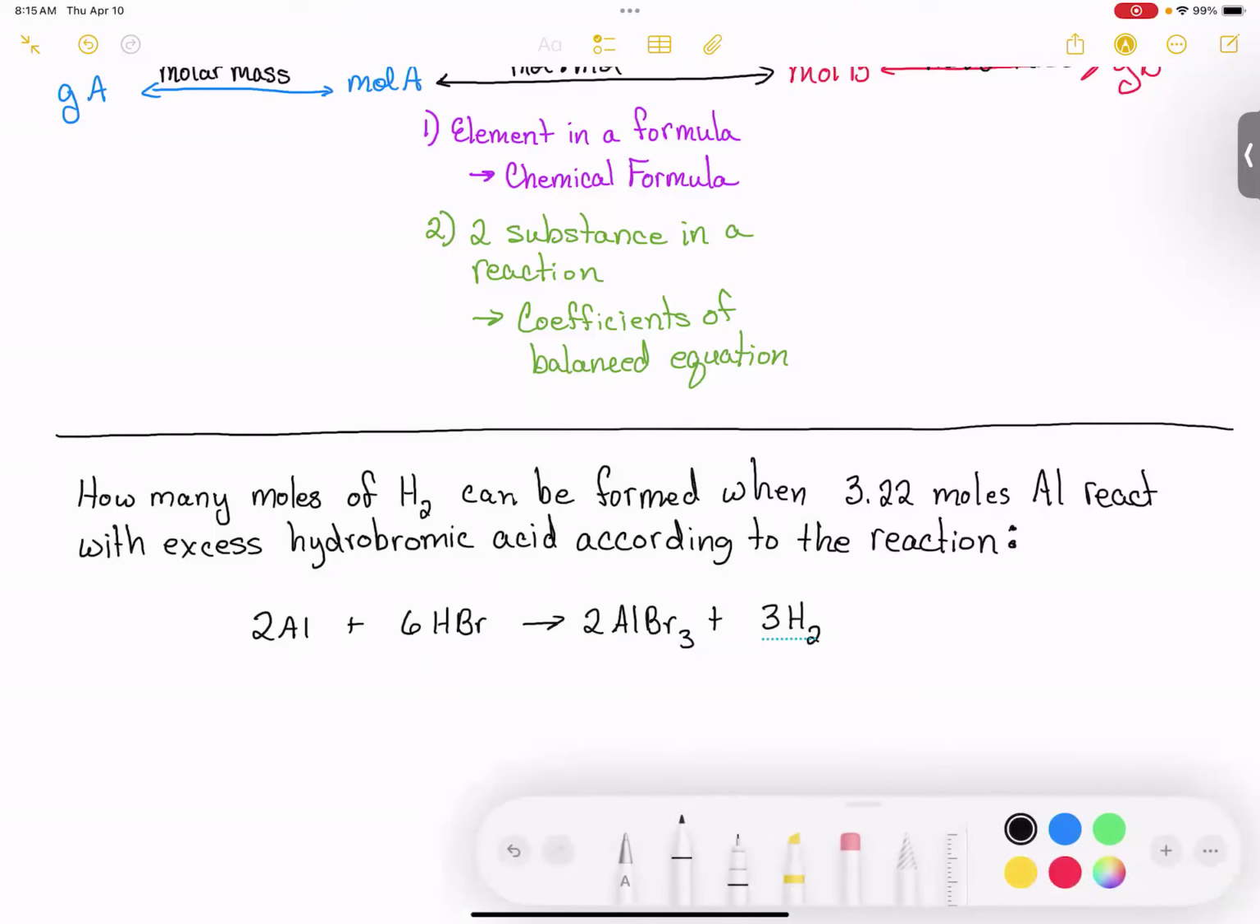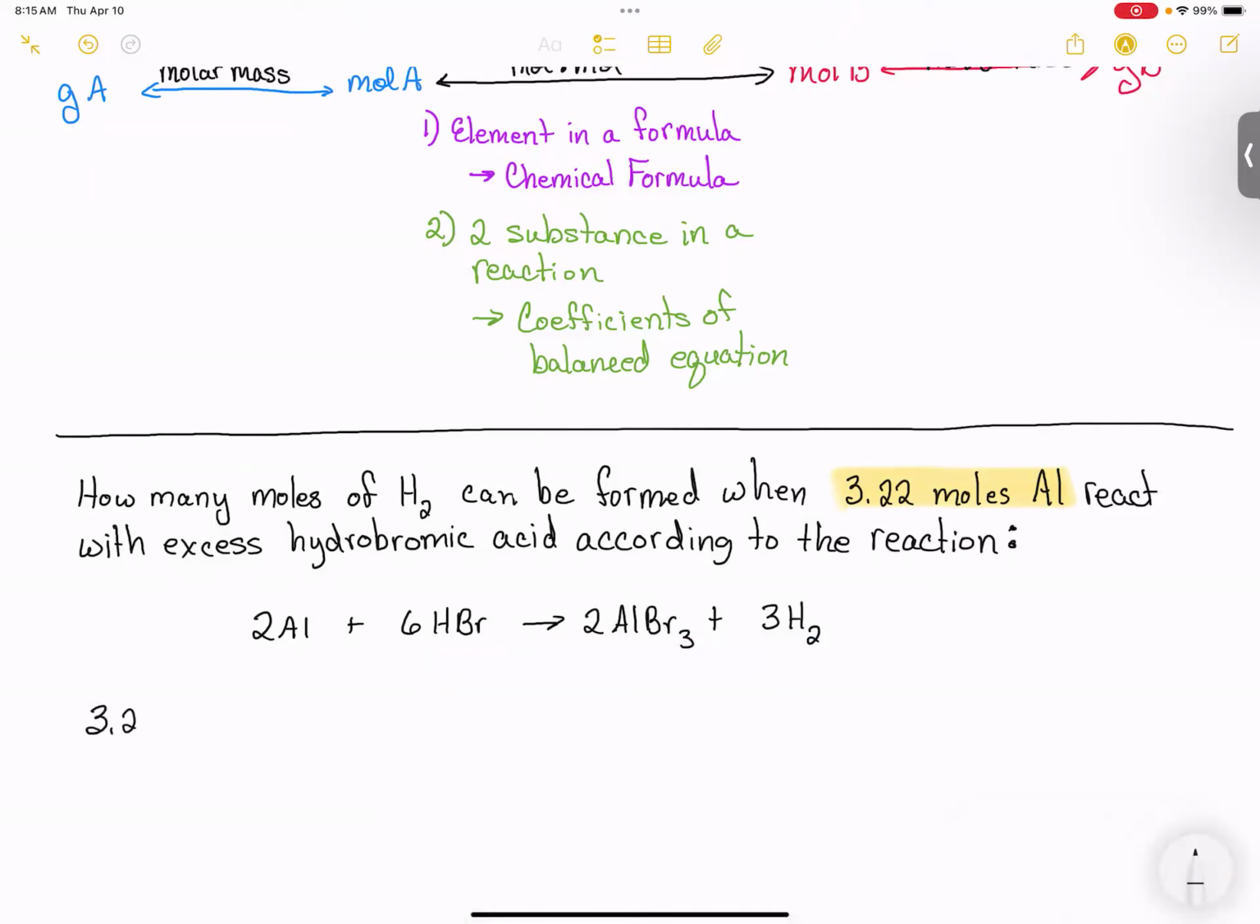Okay, I'm going to break it down. First thing I'm going to do is identify what I have been given. I have been given 3.22 moles of aluminum. By the way, MOL is short for mole.